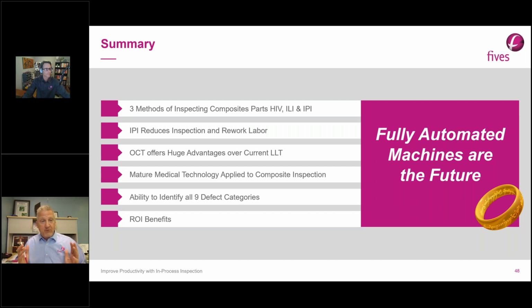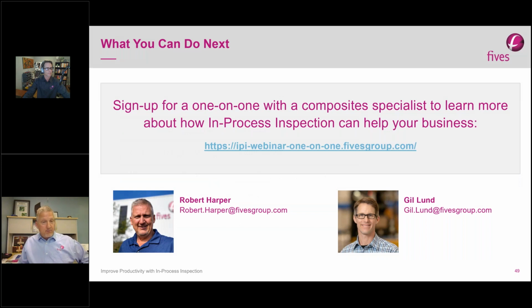Next is this system is able to identify all 9 defect categories that I talked about. There's sensors out there today that can do 7 of the 9, 8 of the 9, 6 of the 9. This one can do all 9, so that it does eliminate that need for human visual altogether. And then, like Gil just talked about, the ROI benefits. A big benefit is 2 of the main ones. One is the reduced rework, which is cost, labor, and it gives back added capacity to the piece of equipment. So just high level. Okay, so that's the end of the presentation.